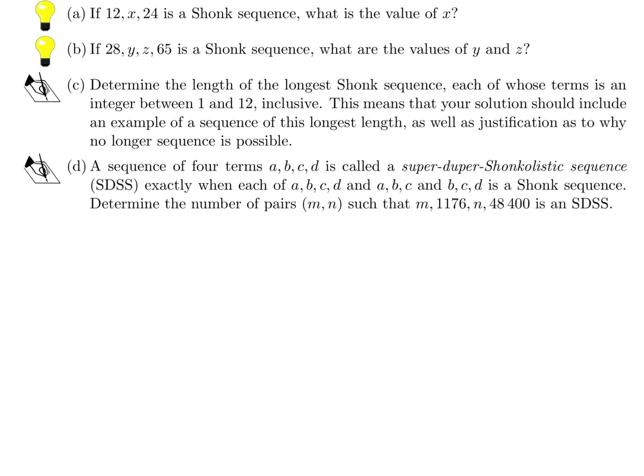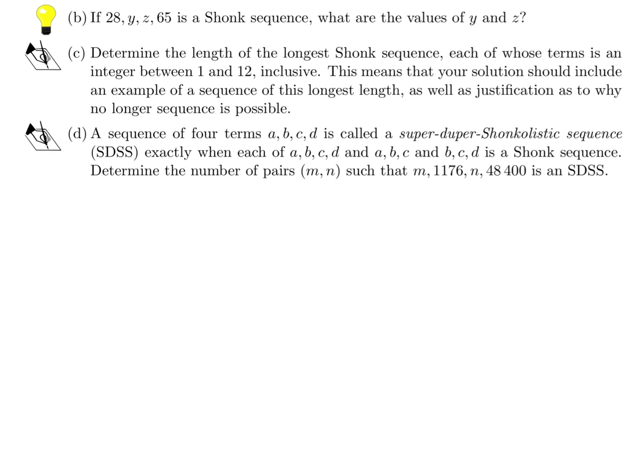Okay, so a little bit different this time. We've got two variables to work with. So we've got 28, then we have y, z, and 65. And all right, so we've got to do this whole thing again. Now, the other criteria is that when you multiply them all, it's going to give you a perfect square. So let's do that.